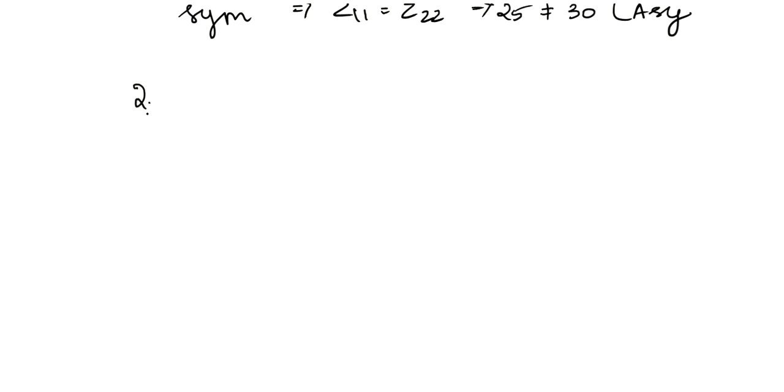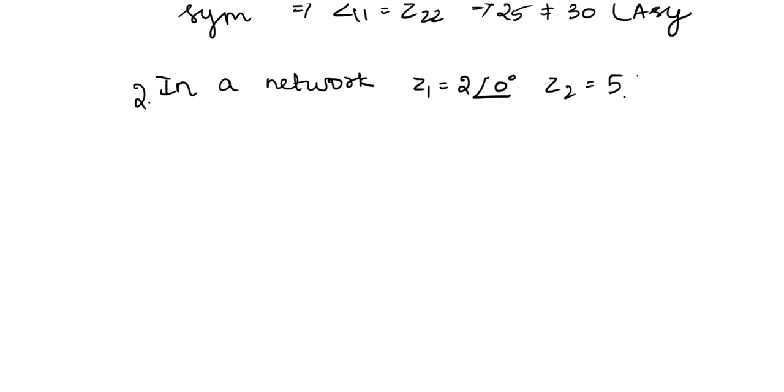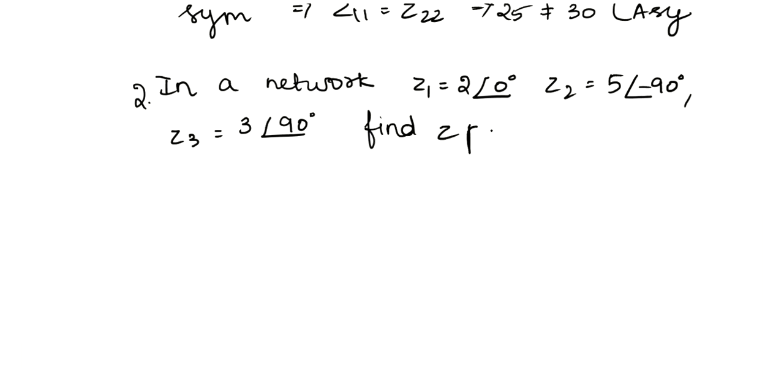The second sum in a network, copy down. So don't miss it, just note and write. In a network, Z1 will be equal to 2 angle 0. That is given in polar form. Z2 will be equal to 5 angle minus 90 and Z3 will be equal to 3 angle 90. Find Z parameters.